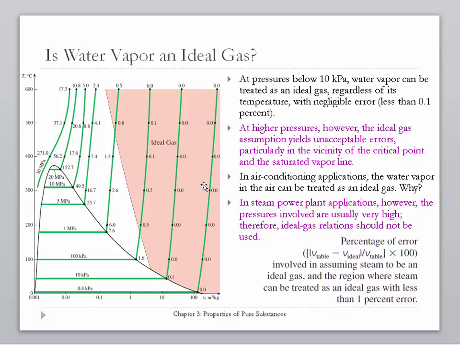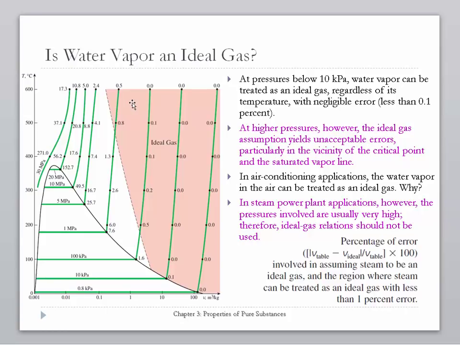So vapor could become a gas if the conditions are ideal. For example, it means that the pressure has to be very low. Usually, at any point below 10 kilopascals, water vapor could be treated as an ideal gas, regardless of the temperature. At higher pressures, you need to be at very elevated temperatures for you to be able to treat vapor as an ideal gas.